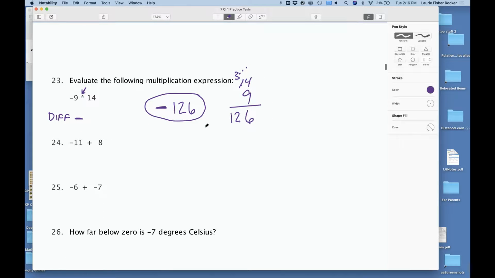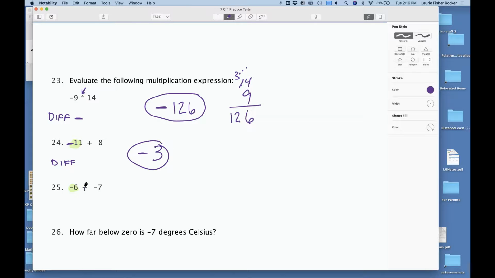Okay, so this is negative 11. I'm going to just highlight these guys. Plus. So it's plus. So I'm just going straight to the rule. The rule is different signs. So I'm going to subtract, find the difference. Okay, so 11 minus 8 is 3. And then which one has more? Oh, we have more negatives, so it's going to be negative 3. So what do I do with the numbers? What do I do with the sign?